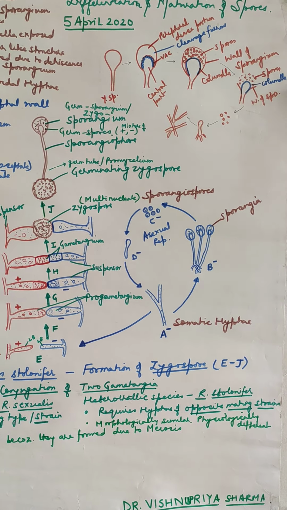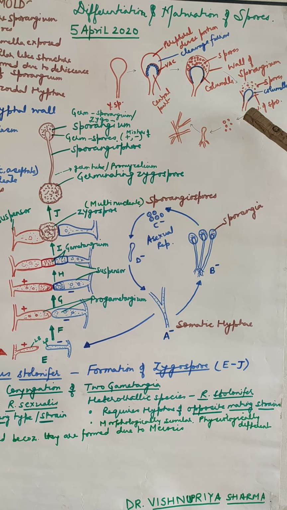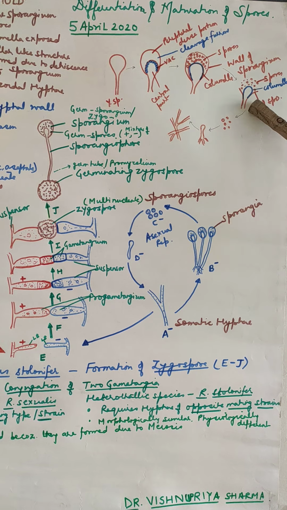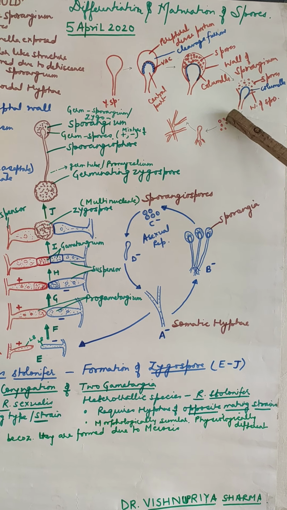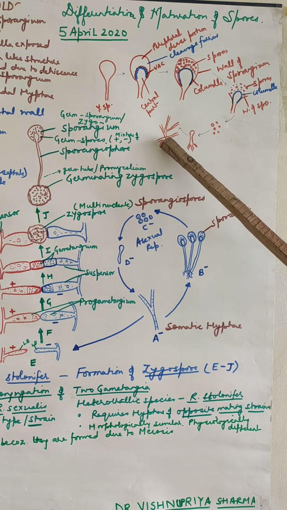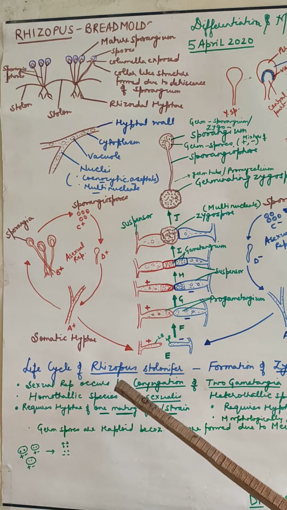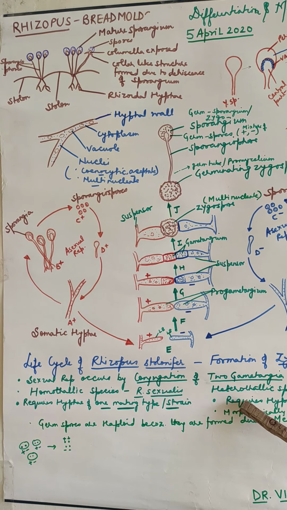And when these spores come out, the outer wall of the sporangium ruptures and only the columella is left. These spores are in the air and they germinate on some suitable substratum and form the mycelium. Now in this case, Rhizopus stolonifer is a heterothallic species.